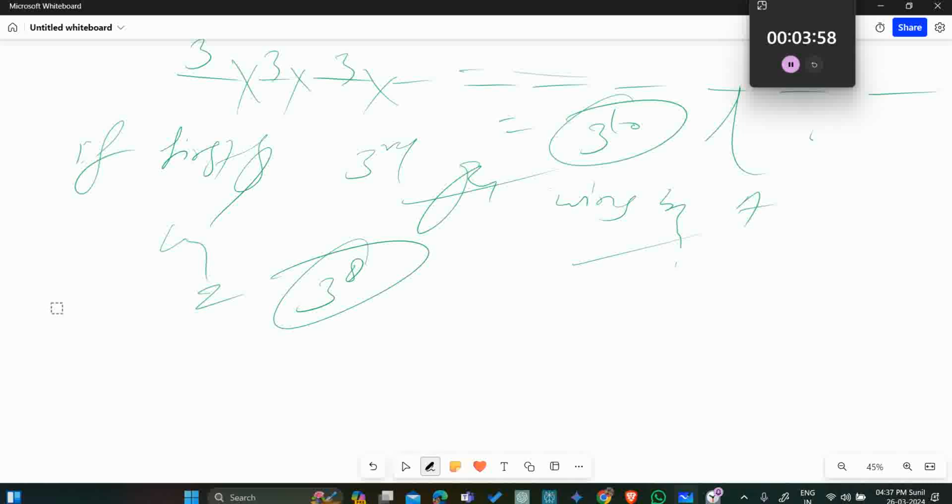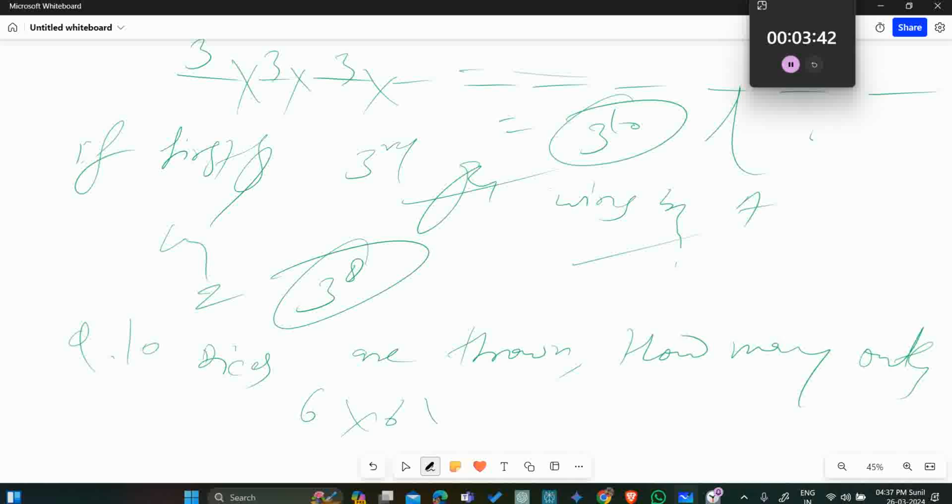The next question: 10 dice are thrown. How many outcomes? 6 into 6 into 6 and so on, so 6 to the power 10 is the number of outcomes.